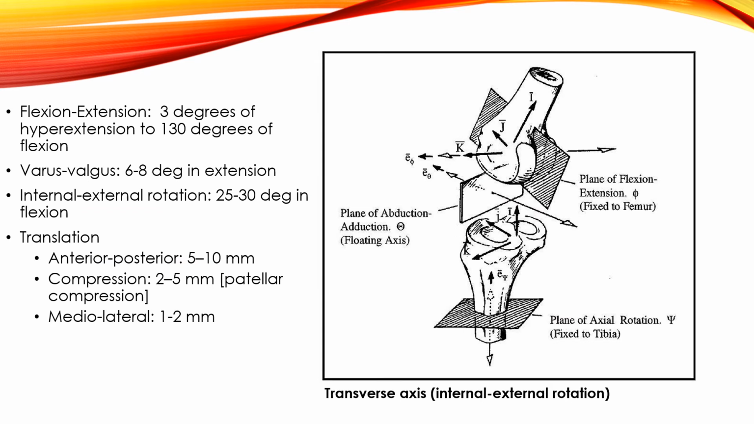This figure will show you how the movements take place in the knee joint. Flexion extension is 3 degrees of hyperextension to 130 degrees of flexion, varus and valgus 6 to 8 degrees in extension, while internal external rotation is 25 to 30 degrees in flexion. Translation in the AP direction is 5 to 10 mm, compression 2 to 5 mm, and mediolateral there is 1 to 2 mm of translation.